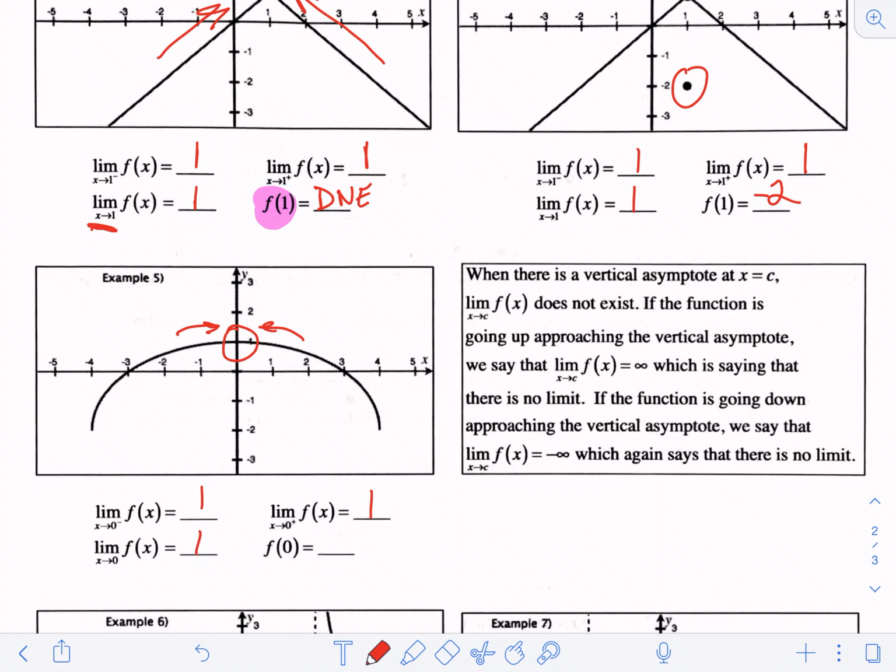The overall limit is 1, and f of 0 is 1. So that happens to work out because there's no break in the graph, there's no hole, there's no asymptote or anything else.